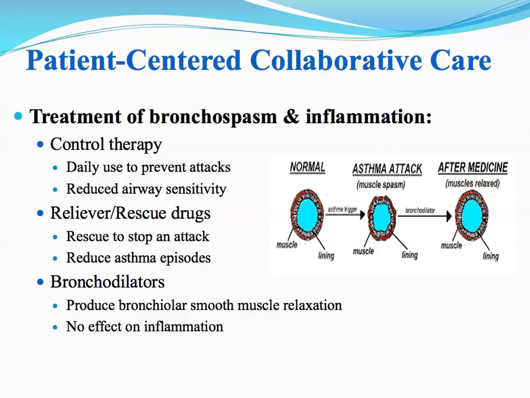With the reliever drugs, the rescue drugs, so something like albuterol, this is basically going to help to open up and bronchodilate so that we can breathe air in and out, particularly breathing CO2 out more effectively. Those bronchodilators will not be effective on inflammation, but rather it will help to smooth the muscle. It'll help to relax it so that we can breathe out more effectively.